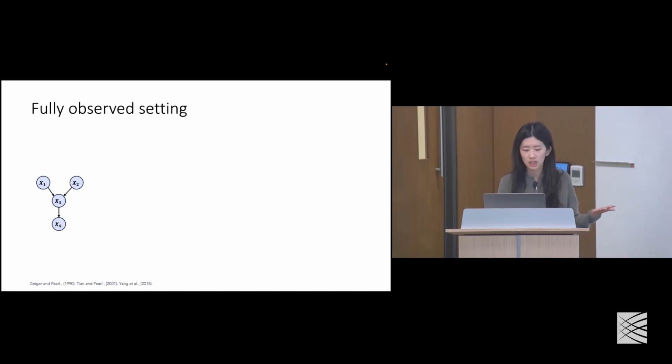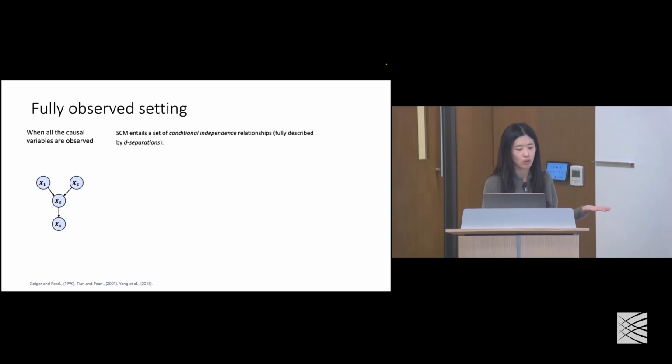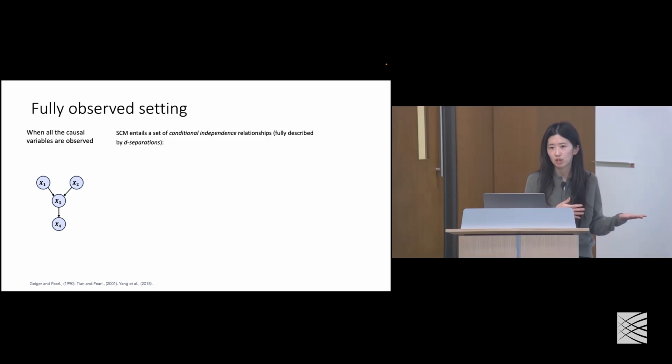So in this fully observed setting, what I mean is that I have all my causal variables in this causal diagram observed. I can actually have a measurement of each random variable here. So you can think of a very tabular-like data set. The intuition of why the causal diagram is learnable in this setting is that the structural causal model entails a set of conditional independence relationships. In the literature, this is sometimes described by d-separation arguments. It's a set of arguments that tells you, if you have data following this SEM, what the conditional independence relationships in the samples that you observe would be.